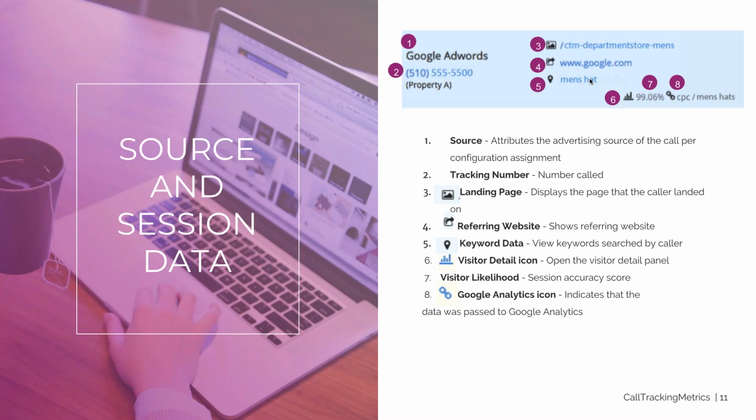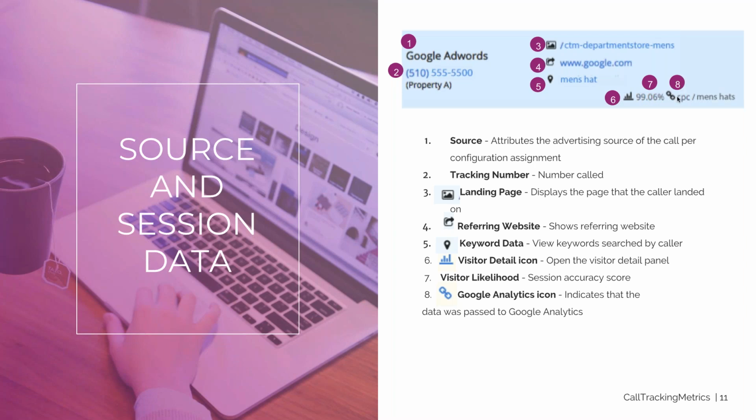So this isn't going to be the actual keyword they're bidding on. It's going to be the full search that they entered into the search engine. So number 6 over here, this is going to be the visitor likelihood icon. And then 7 is actually telling us the likelihood. So this is pretty good. We definitely want to keep this high. And what this is referencing is how likely this website session is matched to the caller. So if you're doing any type of keyword optimizing, you really want to make sure that that's probably above a 90.